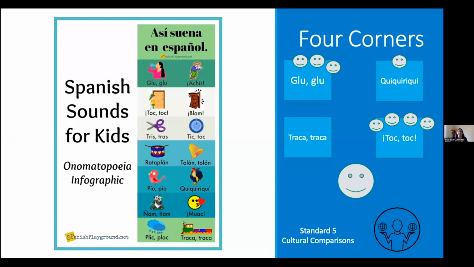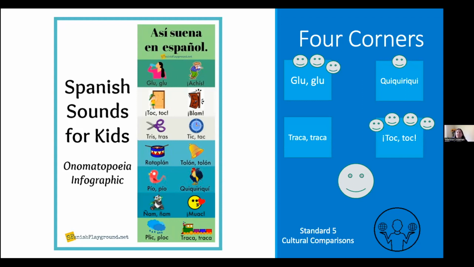And first, the first thing I do is introduce the students to the different sounds in Spanish. So instead of achoo in English, we say achis in Spanish. And we have a really fun time comparing, that's the standard 5, cultural comparisons, how it sounds in English and how it sounds in the target culture, right? And then we make this into a chant. So we start at the bottom and we go, traca, traca, traca, traca, plick, plop, mwah, yum, yum, kiki. You get the point, right? So we act it out, it becomes a chant.